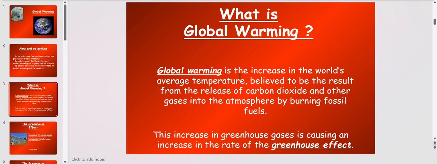So, what is global warming? I have already stated that in the last slide. So, here is the short global warming definition. It is the increase in the world's average temperature and is believed to be the result of the release of carbon dioxide and other gases into the atmosphere by burning fossil fuels.